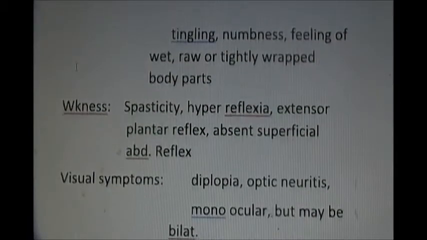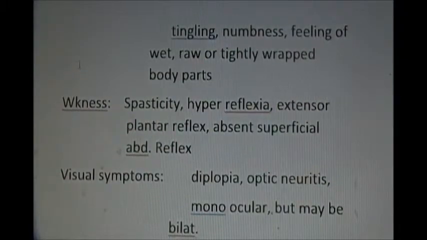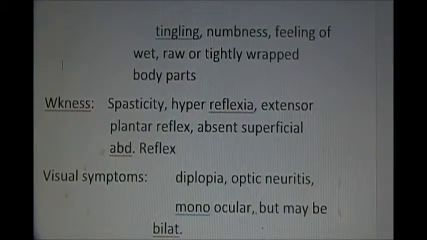Amongst the sensory disturbances, there are tingling, numbness, and the feeling of a wet, raw, or tightly wrapped body part. This is what is described by the patient. Feeling of a wet, raw, or tightly wrapped body parts. The weakness, spasticity, hyperreflexia, extensor plantar reflex, and absent superficial abdominal reflexes.